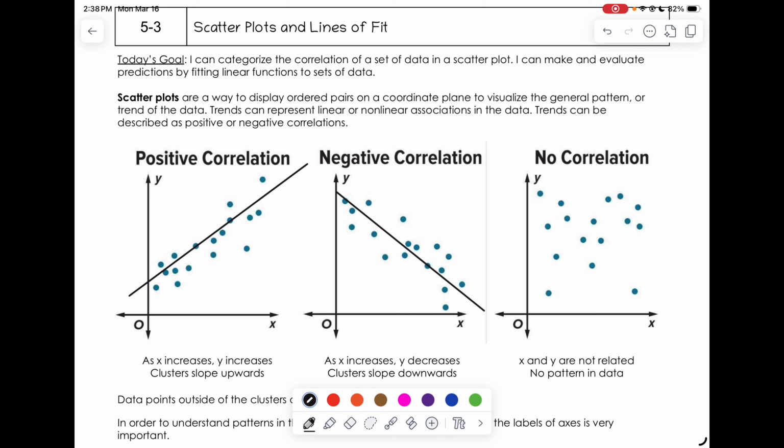But then for the third one, when it says there's no correlation, that just means that we can't really tell if there's a positive or negative. There's just kind of dots all over the place. So that's when your x and your y are not related. So there's no pattern in the data.